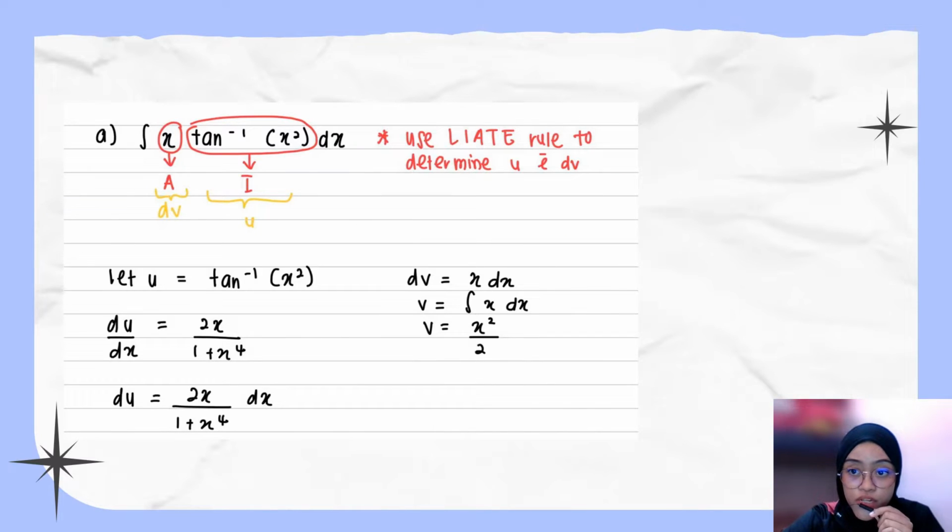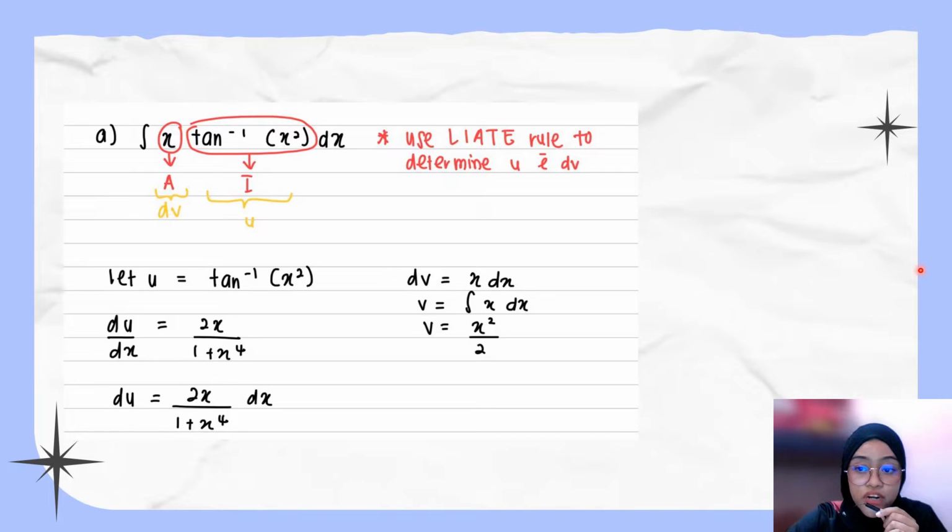According to the LIATE rule on the previous slide, x will be A and inverse tan x squared will be I. So I comes first before A. So inverse tan x squared will be u and x will be dv.